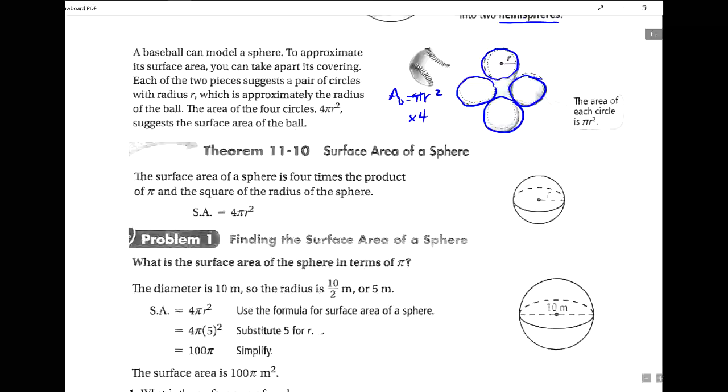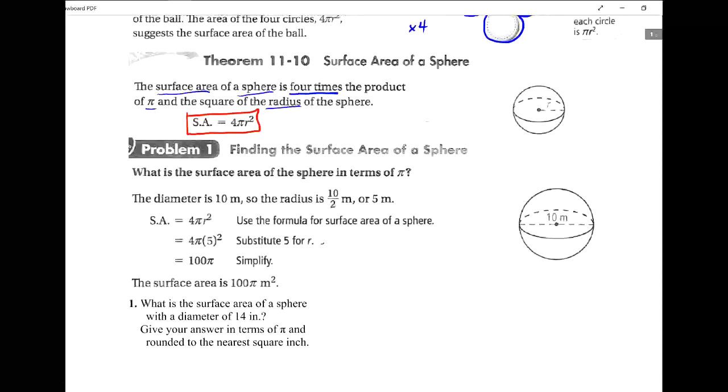So our first theorem here uses this basic idea. The surface area of a sphere is 4 times the area of a circle, 4 times pi and our radius. So we have one single equation. Every sphere you run into, the surface area is 4 pi r squared. So of course we need the radius, and off we go.